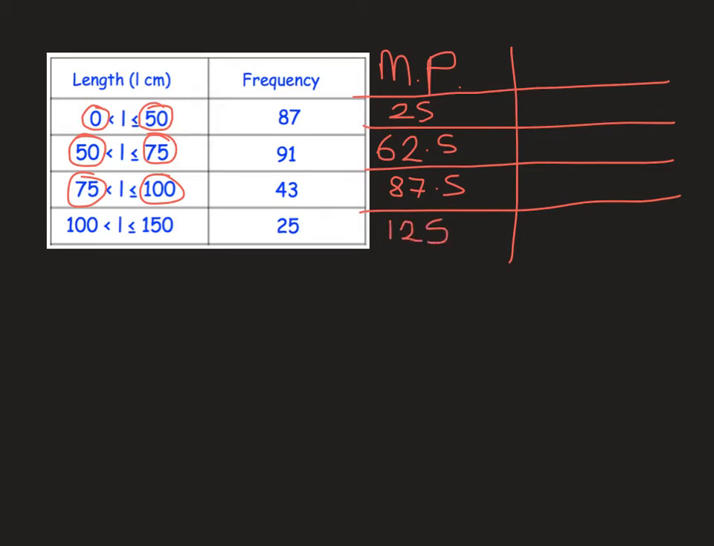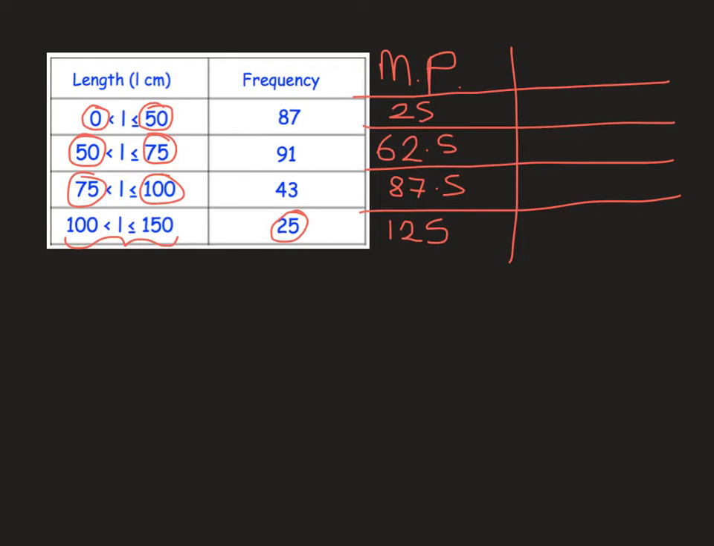Just a reminder, we do that because we don't know where these 25 lie within this 100 to 150. They might all be 150. They might all be 101. We just don't know. So for the sake of argument, we say they're all roughly about 125, which is why we use the midpoints.